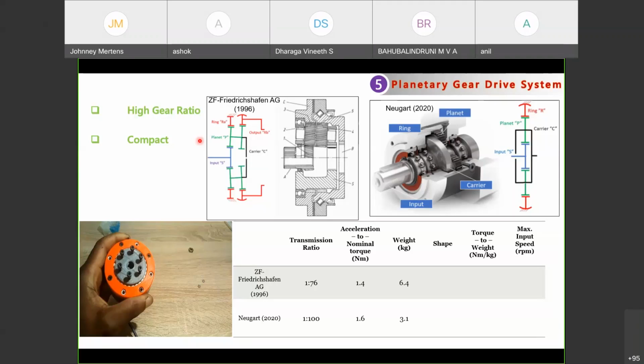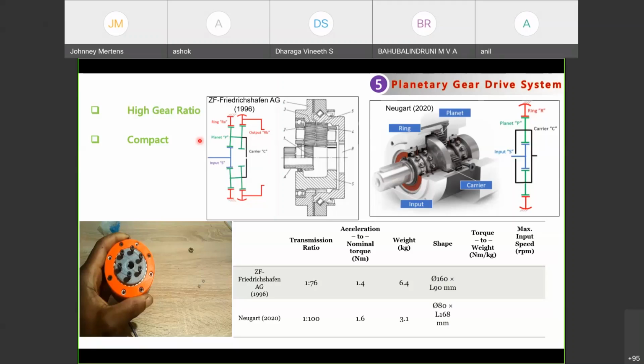And coming to the weight, you can see how drastic the change is. For the previous system the weight is 6.4, whereas with the planetary gear arrangement proposed now, we can achieve 3.1. Only 3.1 kg of weight is available for the actuators.